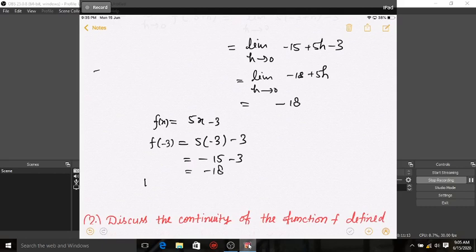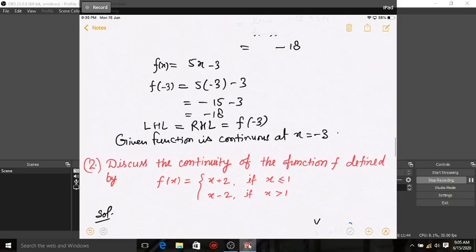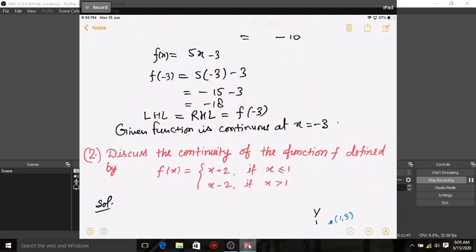Now you can see the left hand limit of the function is equal to the right hand limit of the function, and it is also equal to the value of the function. These three values are equal, so we can say the given function is continuous at x equals to minus 3. So at this point the function is continuous because all these three values are equal to minus 18.